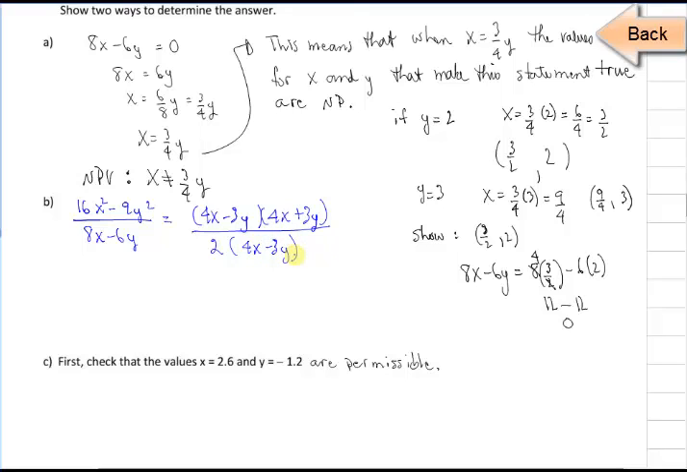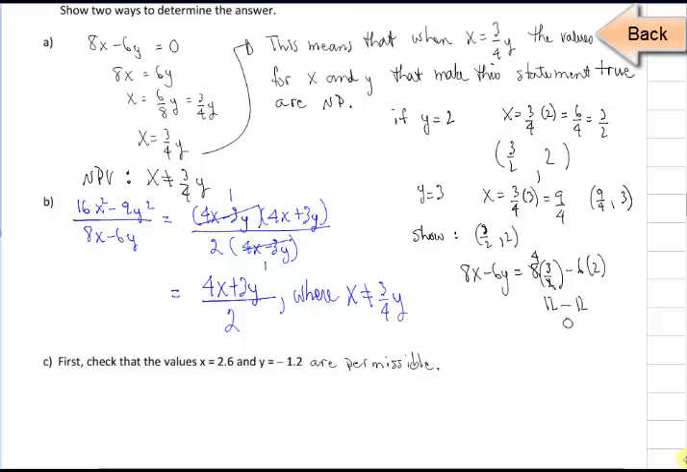Okay, so you see that you have a common factor in the numerator and the denominator, so we will reduce that. And you're left with 1 times 4x plus 3y in the numerator, and in the denominator 2 times 1. Okay, where x cannot equal 3 over 4y, okay, because that's your non-permissible value.